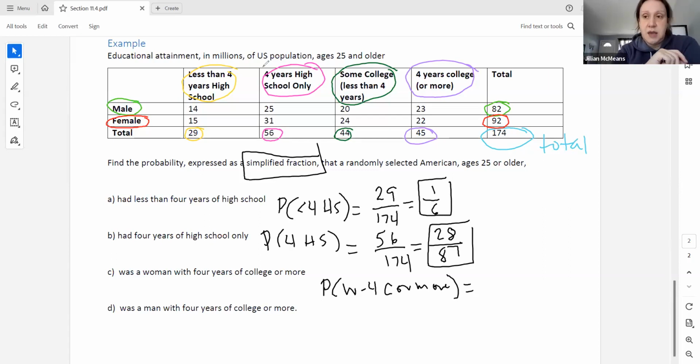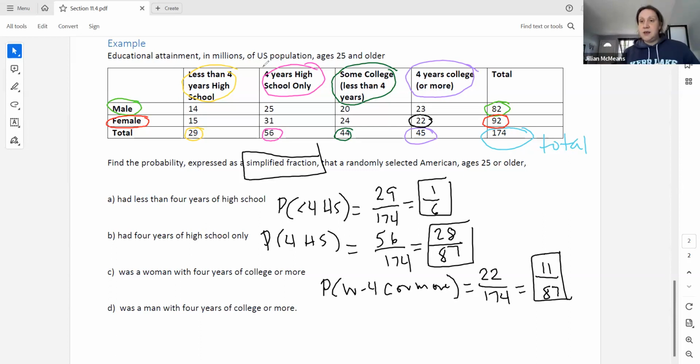Now, looking at this particular table, we want to look very specifically at women that finished 4 years of college or more. So if I look at the female column, I get all the way down to the purple stuff, and I have 22. So 22 million women finished college or did more than that. So they did 4 years of college or more. And again, that's out of the total 174 million. And if you do the numerator divided by denominator and then turn it into a fraction, you get 11 out of 87. So 11/87 of this table consisted of women that finished 4 years of college or more.